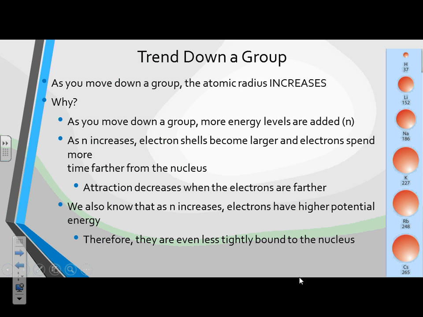And the trend down a group, as you go down a group, the atomic radius increases. And as we said, it's because more energy levels are added, which we know is the quantum number n. And as n increases, electron shells become larger, and electrons spend more time farther from the nucleus. And since they're farther from the nucleus, they'll also experience less attraction from the nucleus. So it'll also get larger because of that.